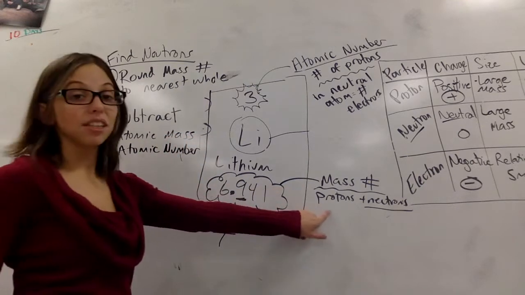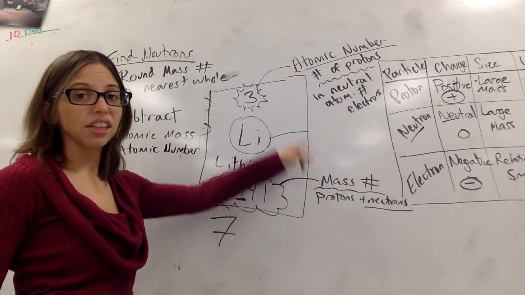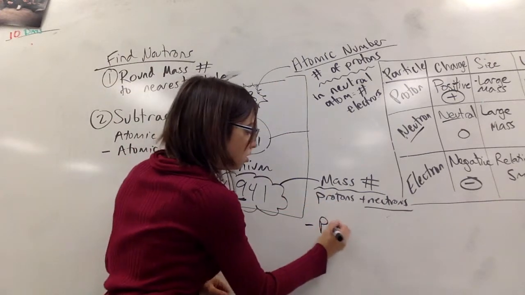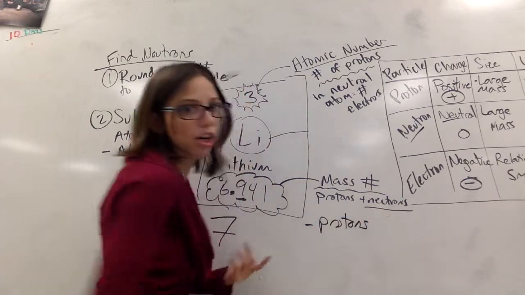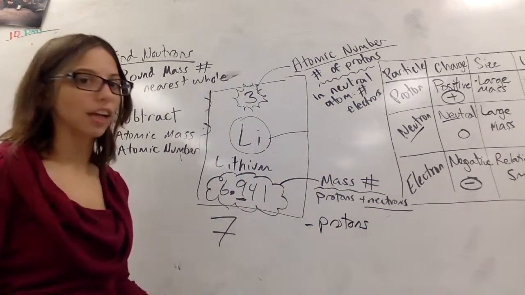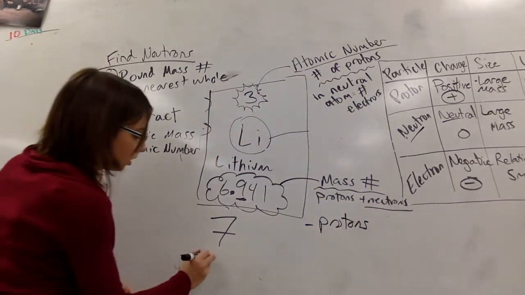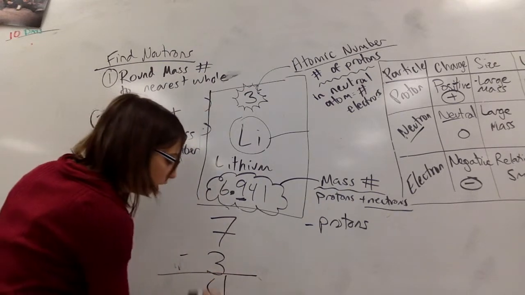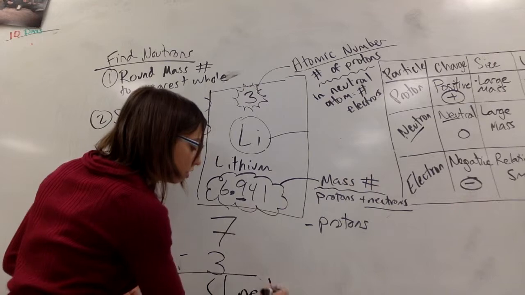Because again, mass number is basically protons plus neutrons. The atomic number is protons. So you're taking protons plus neutrons and subtracting protons. So all you are left with is neutrons. So in this lithium, I would take away 3 because I know each one has 3 protons. And I end up with 4 neutrons.